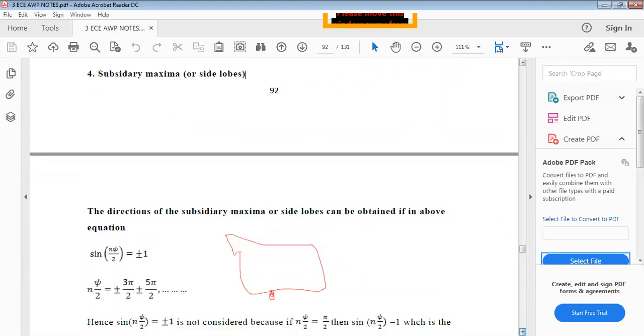Similarly, subsidiary maxima, or side lobes. What is meant by side lobe and minor lobe? What is the difference between side lobe and minor lobe?